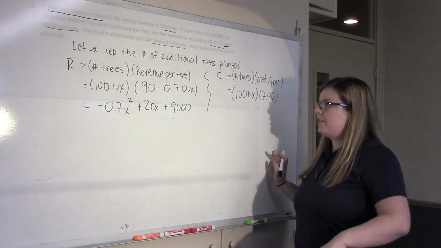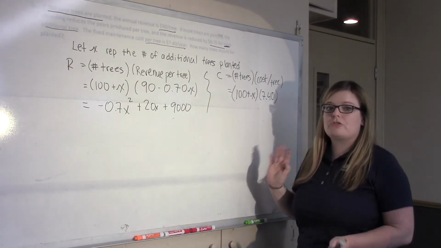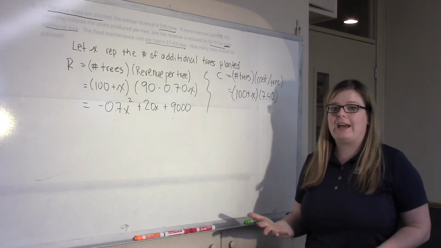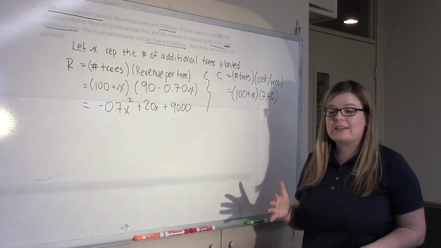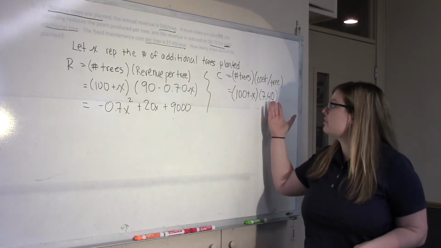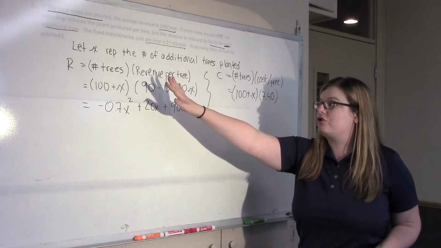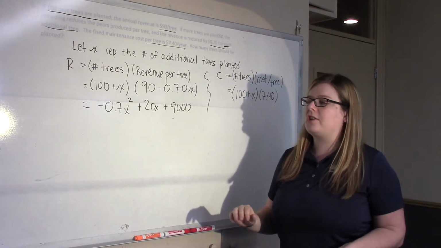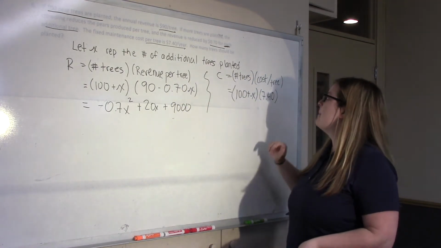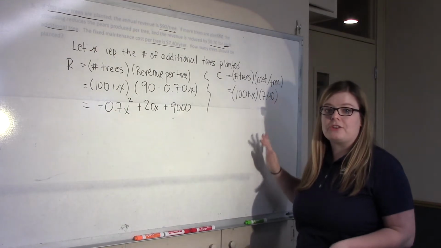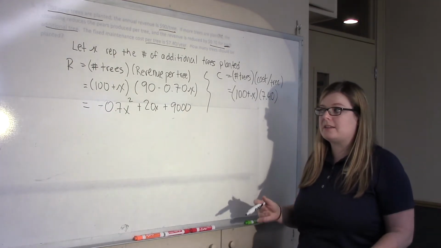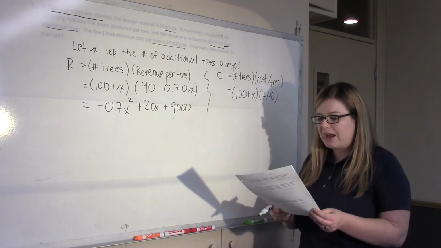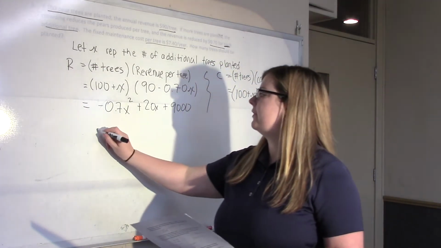Now a way to think about this: does the cost per tree change as we add trees? No, it doesn't. So if something doesn't change, then there shouldn't be a variable. The number of trees is changing, so it has a variable. The revenue per tree is changing, so it gets a variable. But the cost per tree does not change, so it should just be a constant number. So now we're ready to put this together to make our profit.